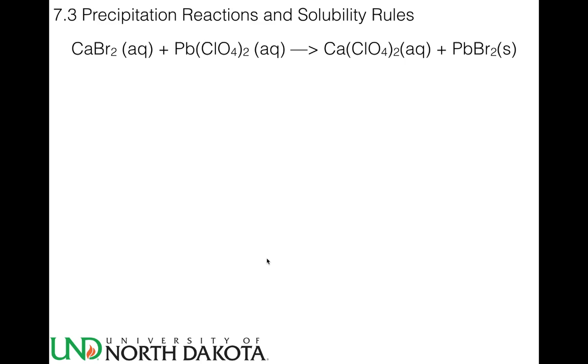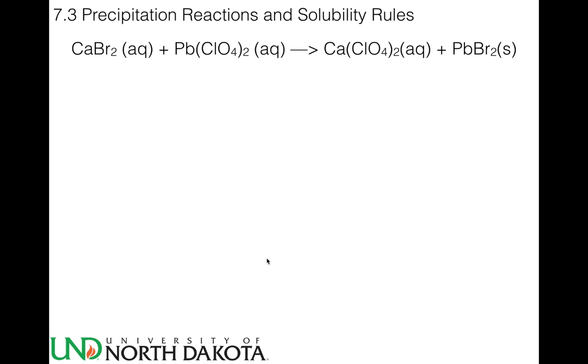In Chapter 7, we will be looking at three major types of reactions. The first type of reaction we're looking at is called a precipitation reaction, and here in video 7.3 we'll look specifically at precipitation reactions and solubility rules.